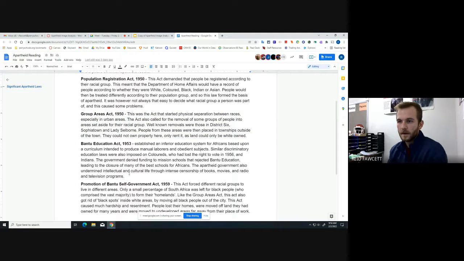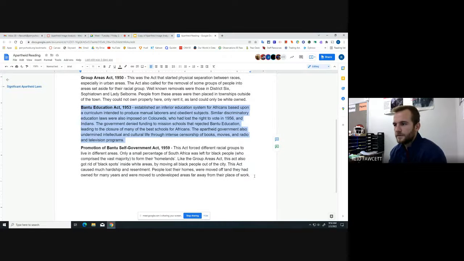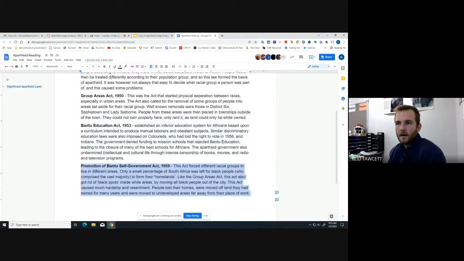And then the Bantu Education Act, that is a law that was put in place to try to keep the 10% white population in the wealthy category, and everybody else is working class. And that was designed by the school system in South Africa. The South African government effectively trying to create a working class out of every other race besides white. Promotion of Bantu Self-Government Act, that is just a more strict version of the Group Areas Act.